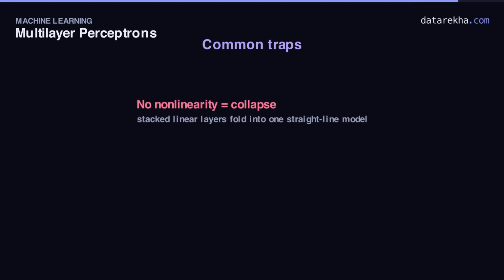Trap 1. The big one. Forgetting the nonlinearity. Stack linear layers with no activation between them, and they collapse into a single linear map. Depth without a bend is depth wasted. You must keep an activation between the layers.